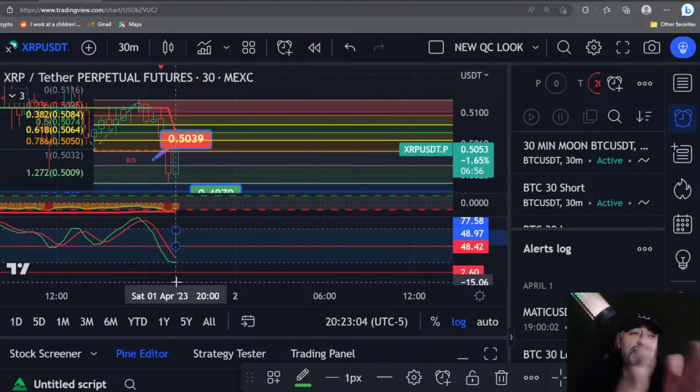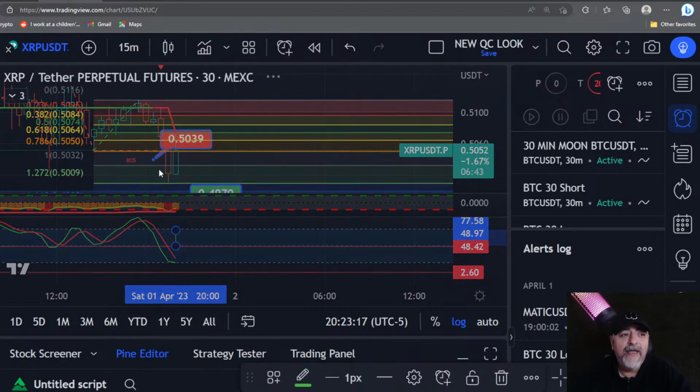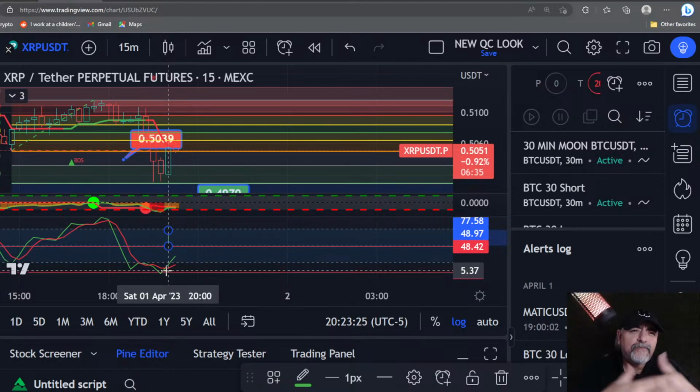Now, the same thing is for the short. When the 5 minute moon shows up, in this scenario we're shorting, so when the 5 minute green moon comes in, we want to go look at the 5 minute or the 15 minute RSI. And at that time, when the 5 minute green moon came in, we can see that the RSI had started to cross already, right?